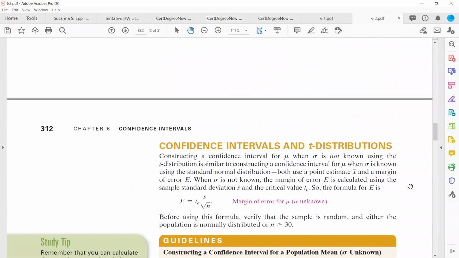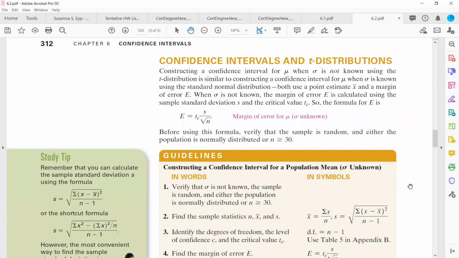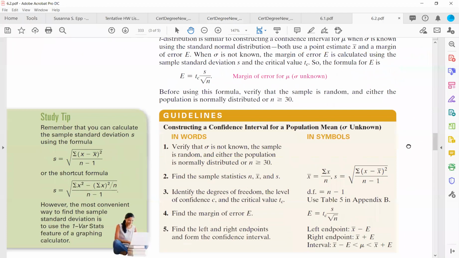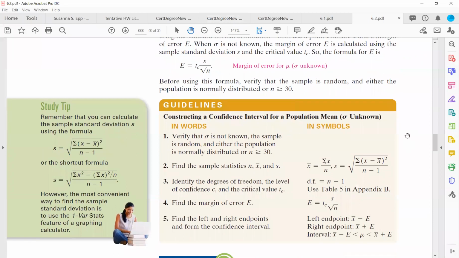Next, how do we use T distribution and form a confidence interval? Very well, the guidelines are the same. As before, you have to identify your S, or sample standard deviation. Why is that? Because sigma is not given. Sigma is the standard deviation of your population. So instead of sigma, you're going to use S and T distribution. When do we use T distribution? When sigma is missing.